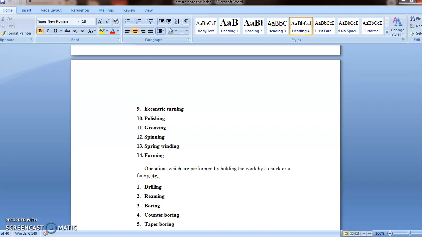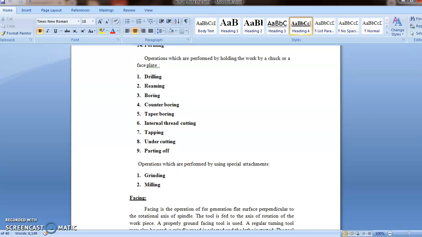The operations which are performed by holding the workpiece by a jaw or face plate are drilling, reaming, boring, counter boring, taper boring, internal thread cutting, tapping, undercut, parting work. And the operations which are performed using special attachments are grinding, milling, etc. So one by one we will discuss all the operations.